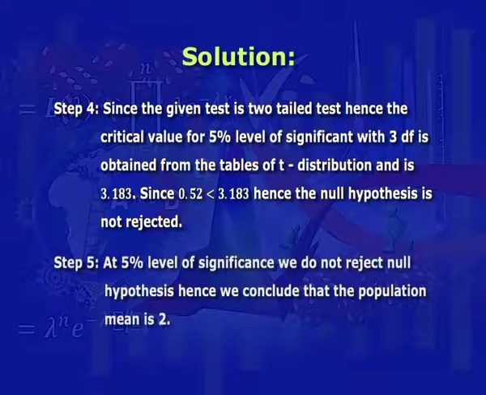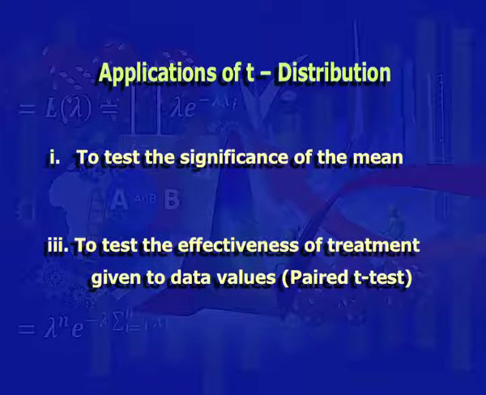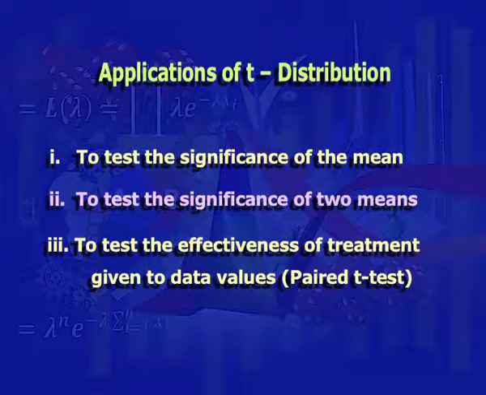Step 5. At 5% level of significance, we do not reject the null hypothesis, hence we conclude that the population mean is 2. Let us see example number 2, to test the significance of two means. This test is used to test the hypothesis that there is no significant difference between two population means, or that two samples have been drawn from normal populations with equal mean.